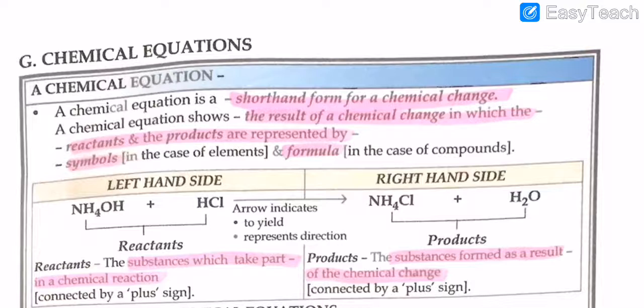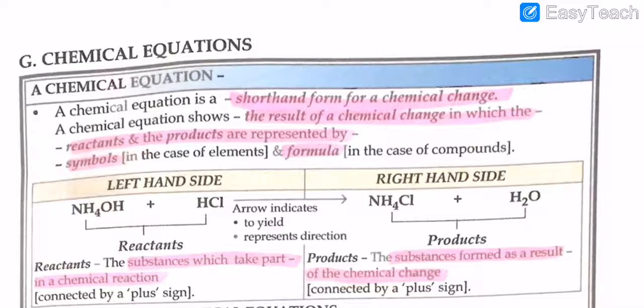Now let's move on to chemical equations. So a chemical equation is a shorthand form of a chemical change. It is a shorthand form of a chemical change. So far we have looked at symbols representing elements, then chemical formulas, an element in the form of a molecule or an element that has gone through a chemical change.